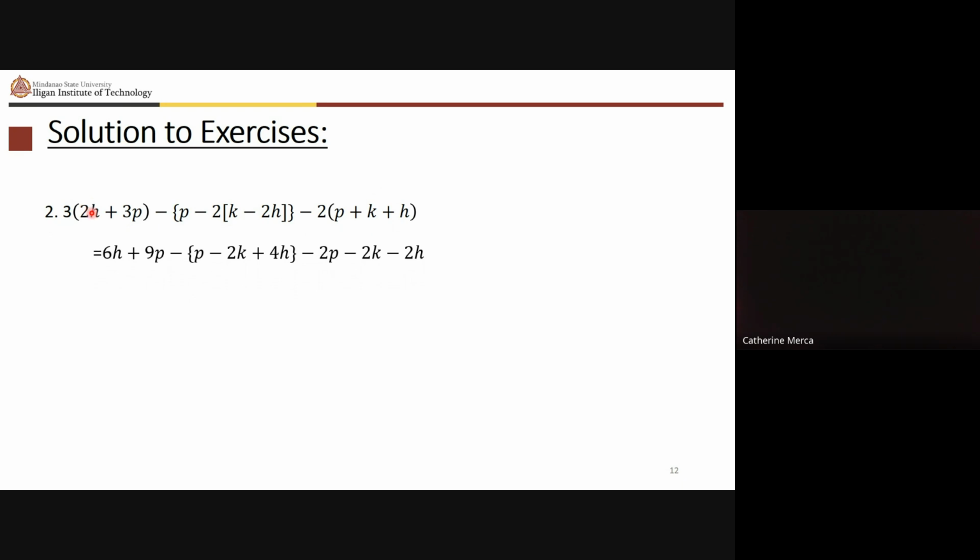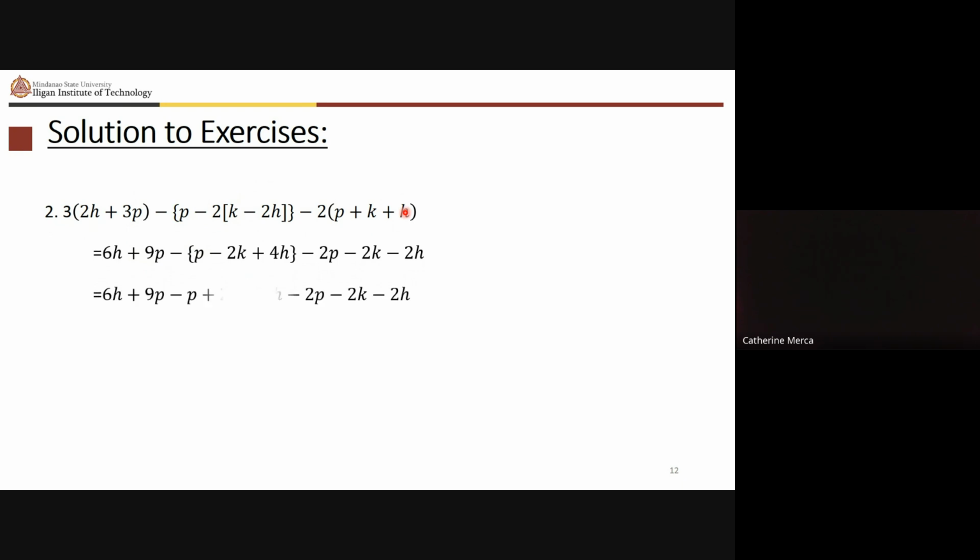We have the following. 3 times 2h is 6h. 3 times 3p is 9p. In here, you have to remove the symbol of grouping of this one first. So minus 2k, then minus of minus, so that becomes plus 4h. Because there's a p, you have a p there. Then minus 2p minus 2k minus 2h.